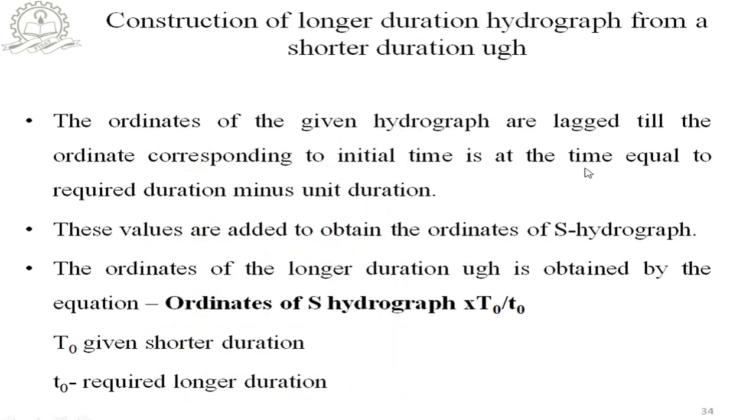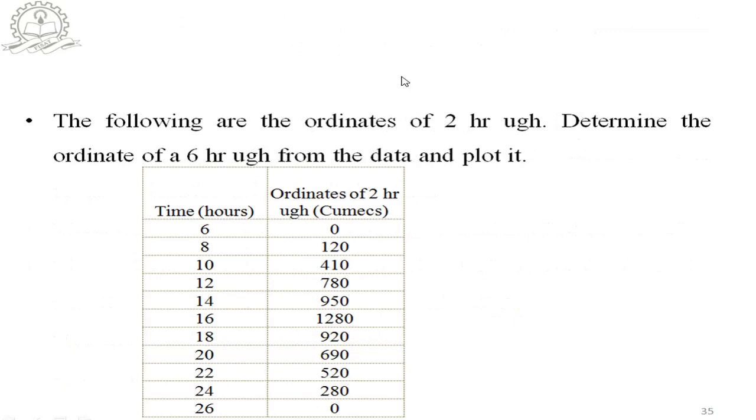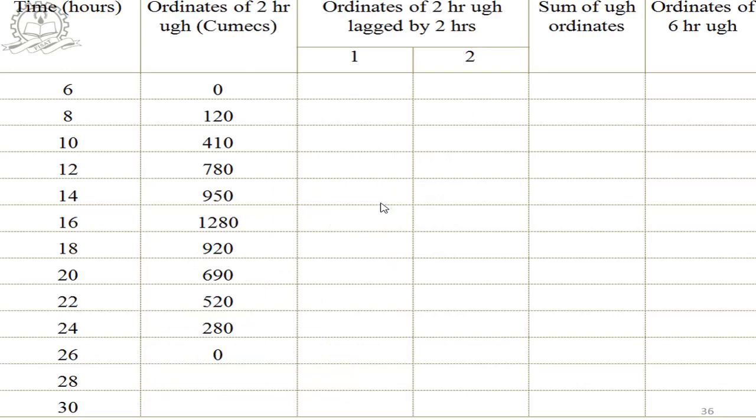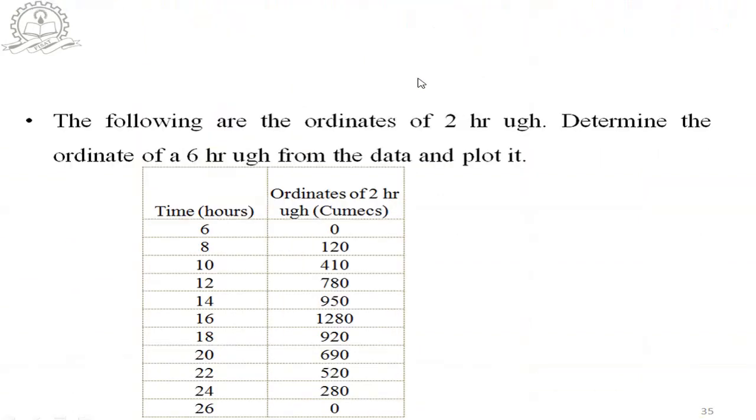We have to lag, that is, the time is equal to the required duration, which is the longer duration, minus the unit duration, which represents the shorter duration. So we have to provide a lag of a total of 4 hours. So this is the 2-hour unit hydrograph. In order to provide a total 4-hour lag, we have to provide 2 lags. That is the first step.